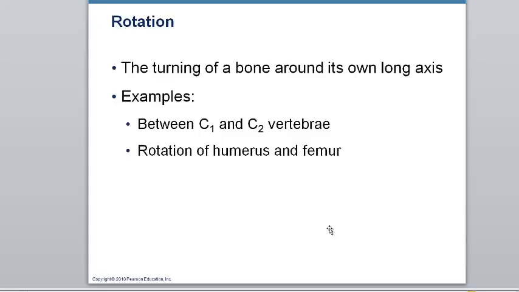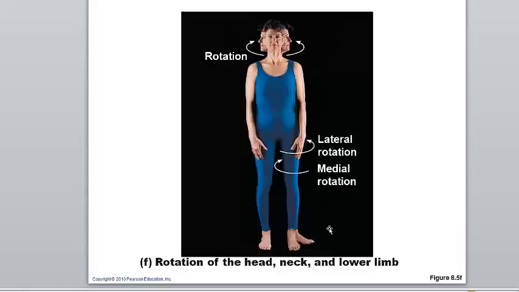Rotation. Rotation is around its own axis. Remember I said atlas and axis? Axis has a pointy structure that goes in the posterior end of your atlas. It's called the dens. So that basically is rotation. And it also happens with rotation of your humerus. Let me see if I can show. So here, you're shaking your head, that's rotation. And if you move your femur, that's rotation. If you go laterally, it's lateral rotation. If you move it medially, it's medial rotation.